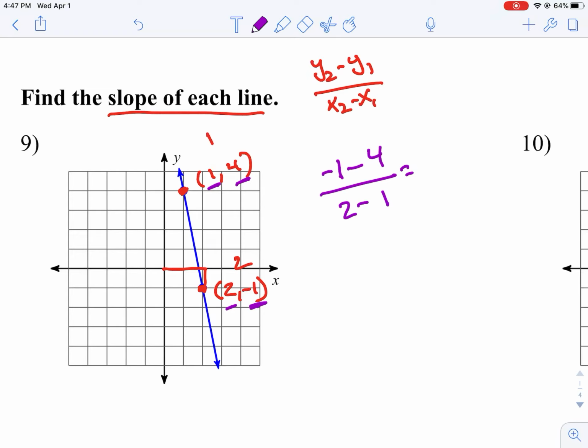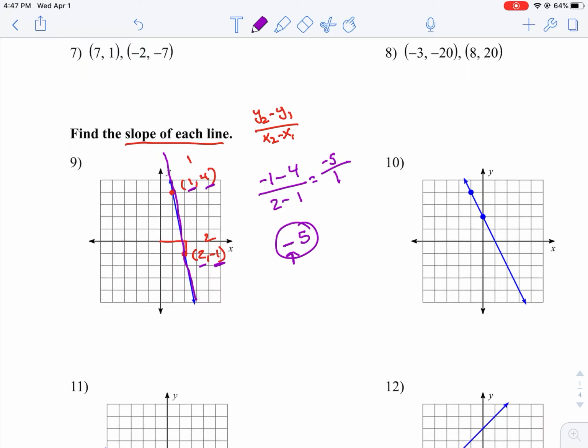Negative 1 minus 4. Put it into your calculator, you're going to get negative 5. Okay? 2 minus 1 is positive 1. So negative over a positive means I'm going to have a negative slope, and 5 over 1 reduces to just 5. And you can see that this line from left to right is moving downhill or in a negative fashion. That's why it's a negative slope.